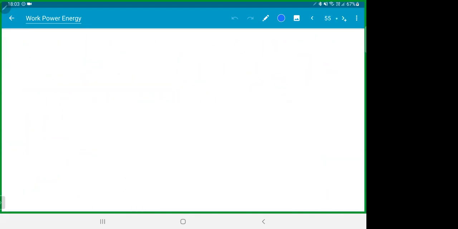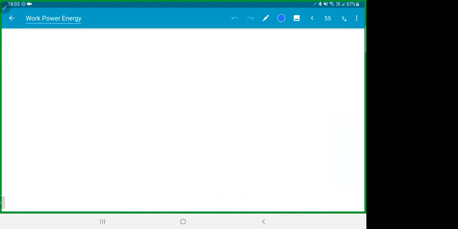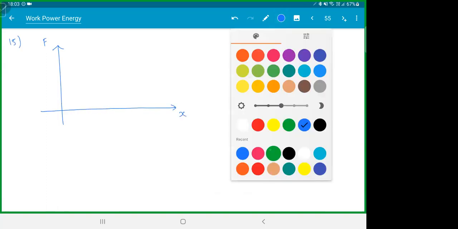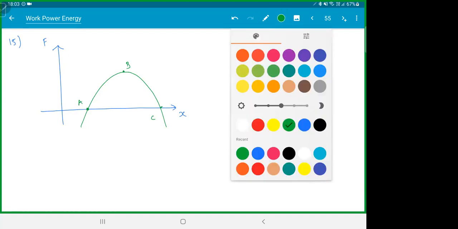This was the last one that we did: stable and unstable equilibrium. Let's start off with a question. This is an FX graph. This is point A, this is point B, this is point C. Which of the following points is stable and unstable equilibrium?